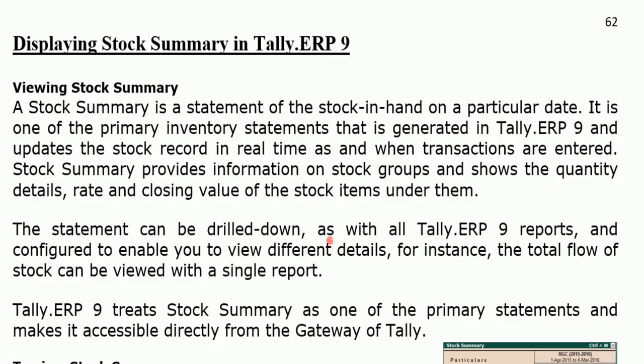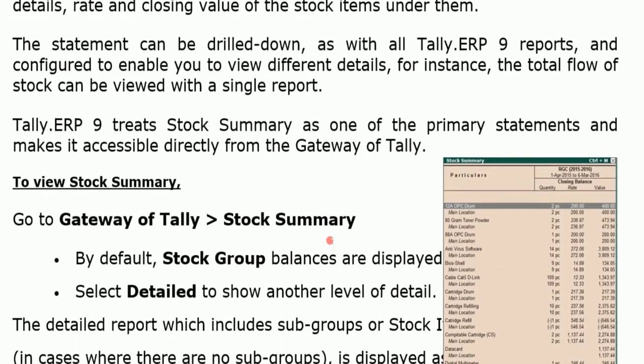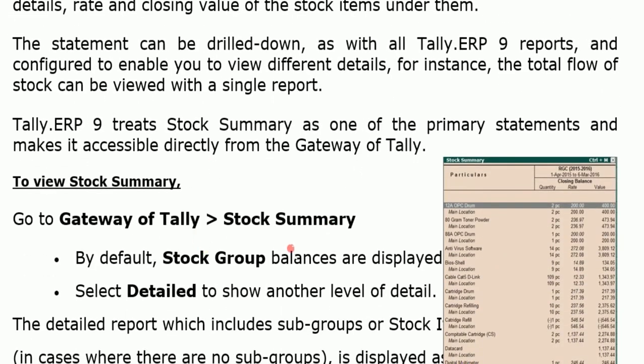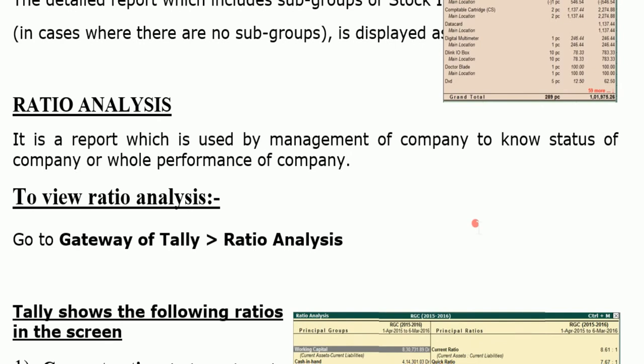Then stock summary. In the first screen of Gateway of Tally, it shows the stock summary. Directly we can display the summary of stocks when you have maintained inventory. That is the use of stock summary. To view the stock summary, go to Gateway of Tally, Stock Summary. By default, stock group balances are displayed. If you press detailed, then it displays the stock groups along with the items in that stock group.